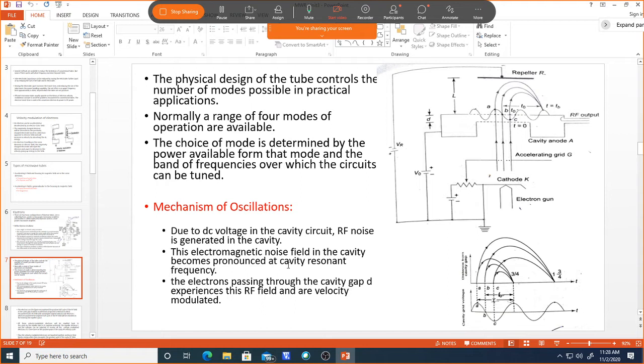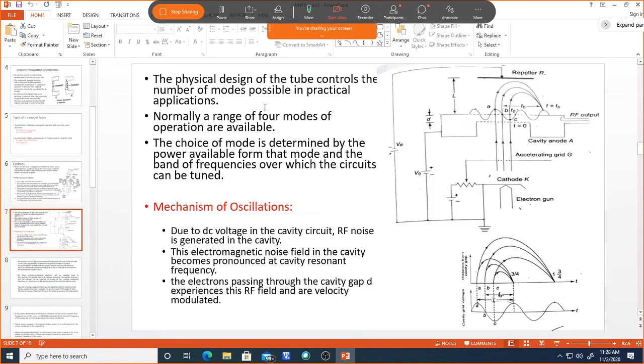Okay. So as I said, the mechanism of oscillation: due to the DC voltage in the cavity circuit, RF noise is generated. This electromagnetic noise field in the cavity becomes pronounced at the cavity resonance frequency. The electron passing through the cavity gap D experiences this RF field and is velocity modulated, and the repeller space is adjusted so that the electrons' energy is collected at the RF positive field.